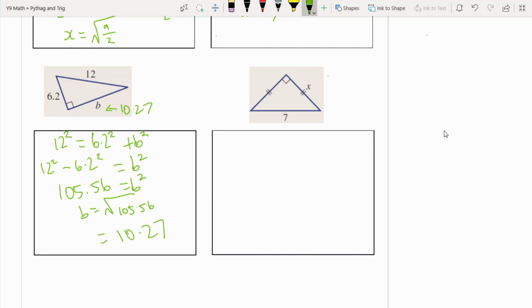Alright, now this last one, the more trickier one, the formula for this was c squared equals, because we have 2 x's, 2x squared. Let's substitute that in. 7 squared equals 2x squared. So 49 equals 2x squared. Divide both sides by 2. That gives us 49 over 2 equals x squared. And x would therefore equal to square root 49 over 2.